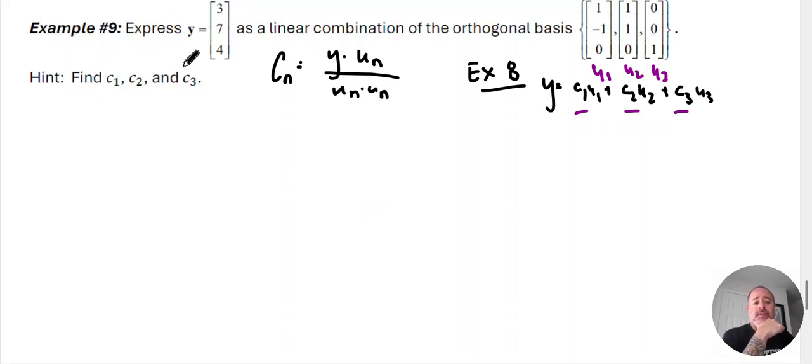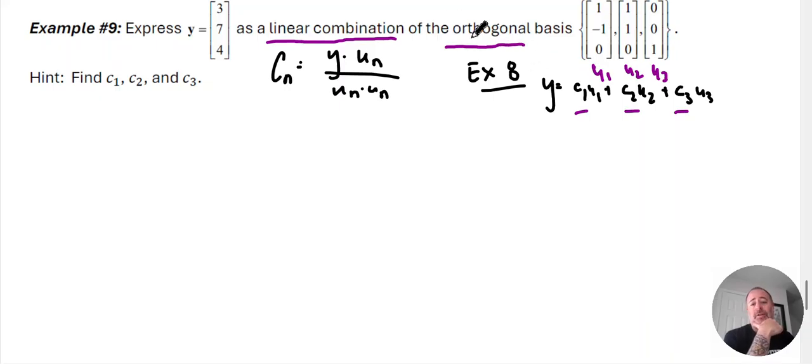The question says to express y, the 3, 7, 4 matrix, as a linear combination. So again, friends, because it says a linear combination, the answer that we want is going to be in the form of y equals this combination. And it tells us that these are orthogonal bases, so the dot products of each pair are going to end up being 0. If I dot u1 with u2, it's 0, u2 dot u3 is 0, u1 dot u3 is also 0. We proved that in the last video, how to show that these are orthogonal bases.